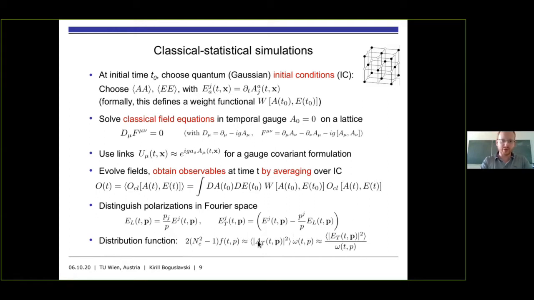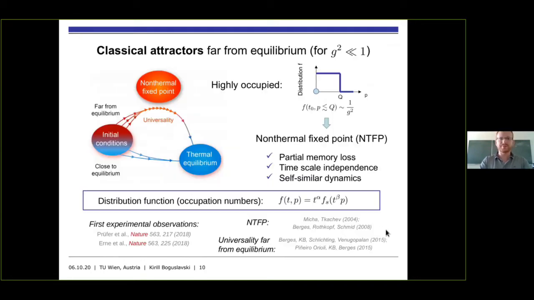And we will be interested a lot in the distribution function, which you can write down as a correlation function of E or A fields. Now, starting with high occupation numbers for weak couplings, this is just a sketch, but it's really not important how exactly the initial distribution looks like.